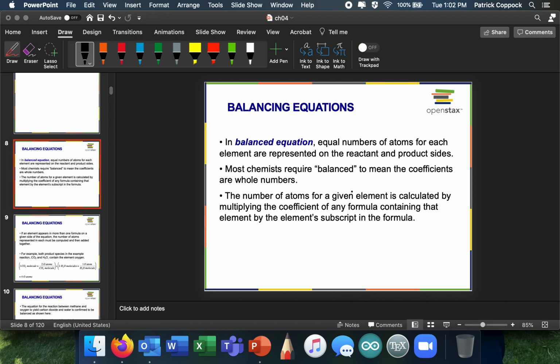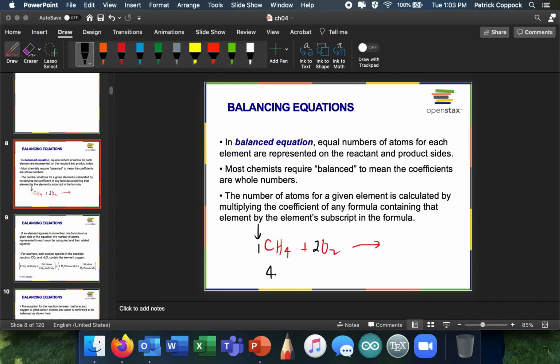Okay. The number of atoms for a given element is calculated by multiplying the coefficient of any. Let me get my pad out here and write this out. So if we've got methane plus oxygen, right, produces something, then what we're going to say is, and these we know from a previous conversation, are going to go 1 to 2, right? So the number of atoms for a given element is calculated by multiplying the coefficient, in this case it's 1, right, of any formula containing the element by the element subscript.